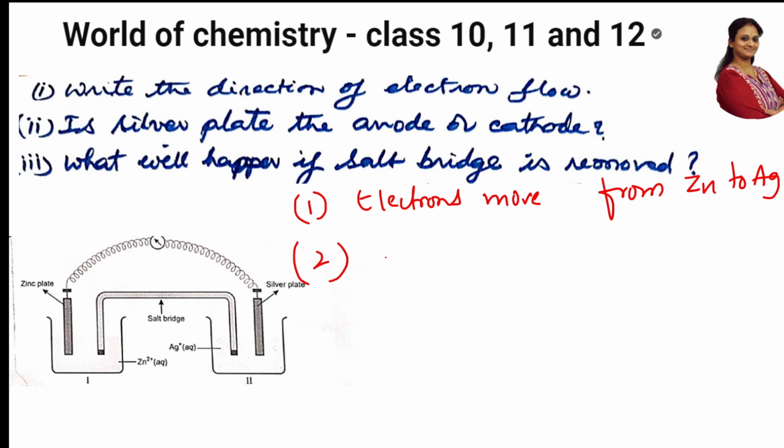Silver plate is always a cathode. So silver acts as the cathode. Be simple, be clear, and one line is enough.